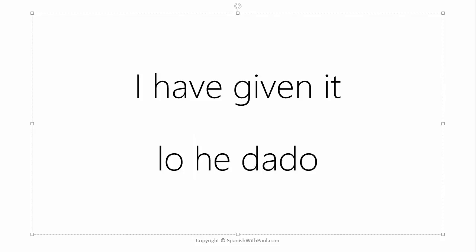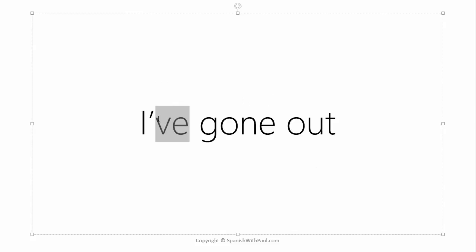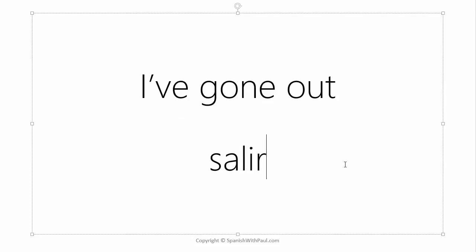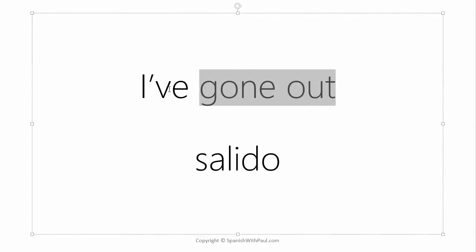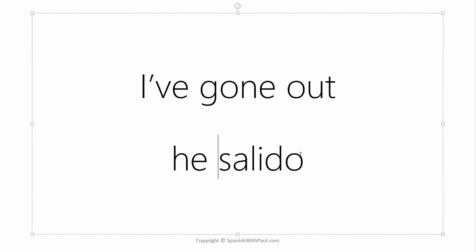Then in our final example for now, we have I've gone out. Notice here we shortened it to simply I've. So the verb to go out is salir. And we see here we have an IR verb. So it goes to the ido sound. So we have salido for gone out, salido. And then the I've or the I have is simply he. So we have he salido, I've gone out.